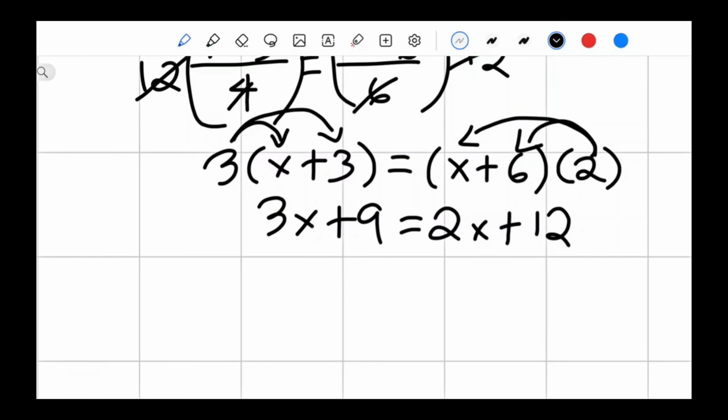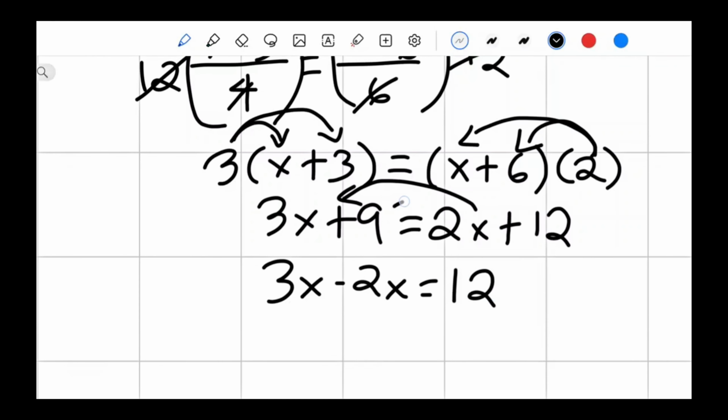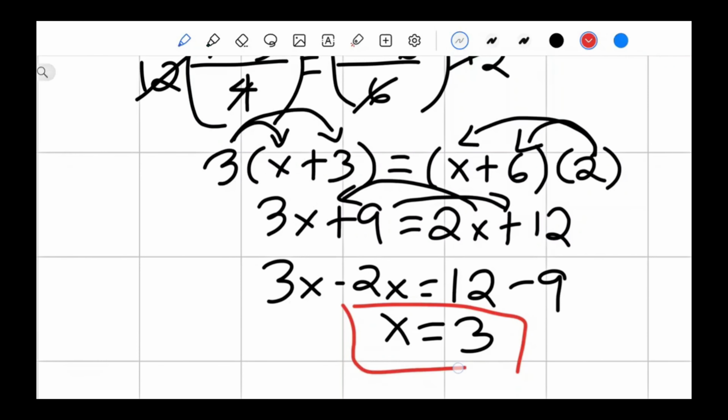So all the terms that have variable x, we will put it here. So it will become 3x minus 2x. Copy the equal sign, then the constant, which is 12, then the 9, we will put it here by applying the addition property of equality. So we have minus 9. Now we simplify. So 3x minus 2x is x. 12 minus 9 is 3. Therefore, the value of our x is 3.